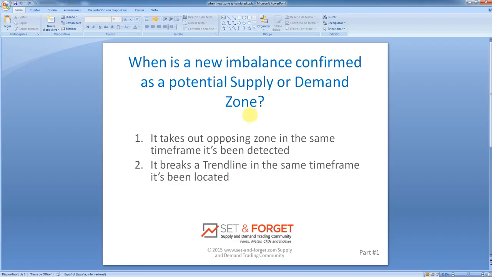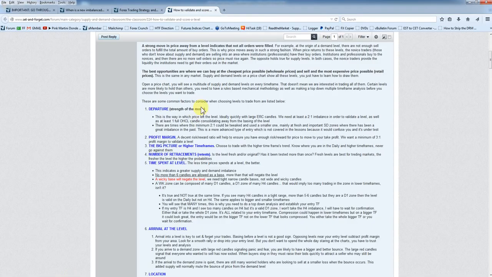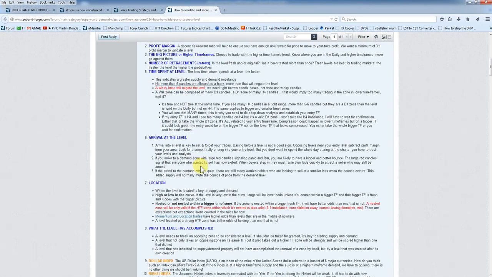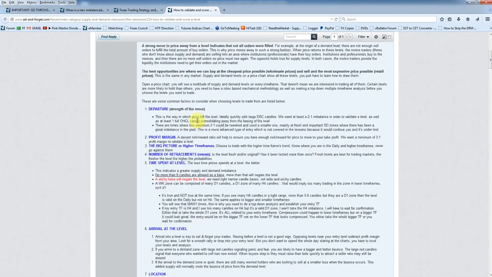We are not talking about this lesson where we also need to take into account features like the departure, profit margin, the big picture, multiple time frame analysis, number of retracements, that is the freshness, the retest of the level, time spent at a level, arrival, location, etc. These are auto enhancers that we need to take into account. We are not talking about that.